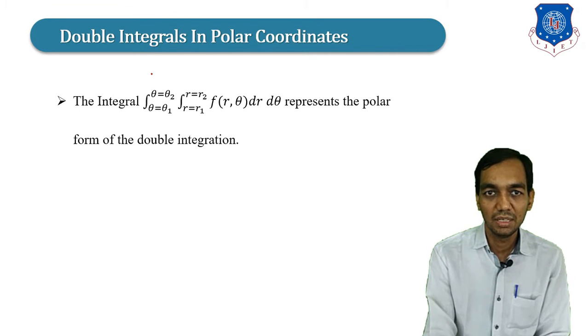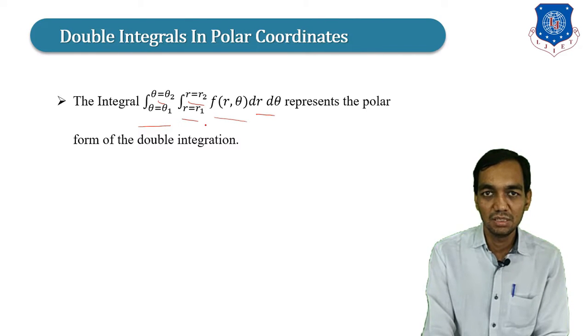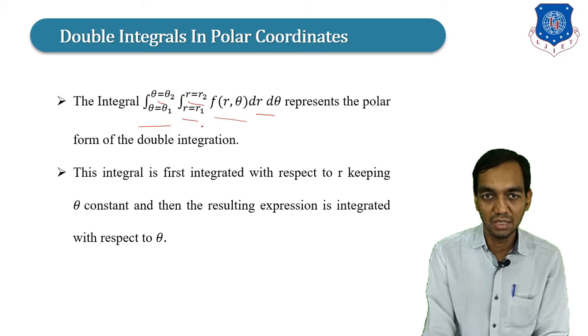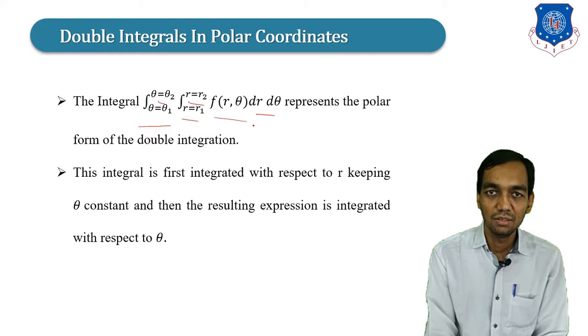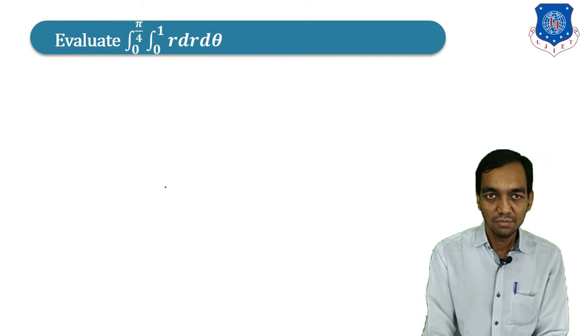See, your double integration of the form integration from theta 1 to theta 2 and integration from r1 to r2 of f of r theta dr d theta. This representation is called the polar form of a double integration. Here first you are integrating with respect to r and secondly with respect to theta. So whenever you are integrating with respect to r, you have to keep theta as a constant and then you have to integrate with respect to theta.